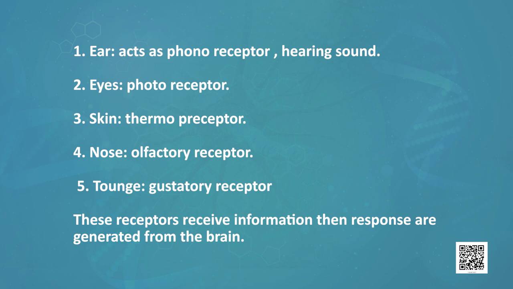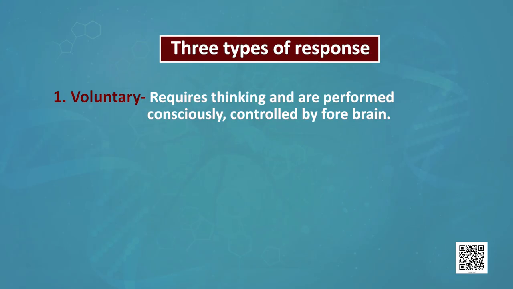These receptors receive information, then responses are generated from the brain. So, basically there are three types of responses. The first one is voluntary response. As the name suggests, voluntary means the response which is under control.